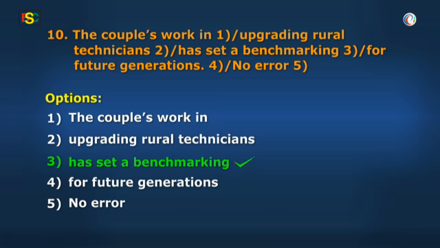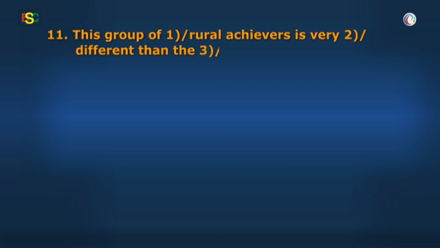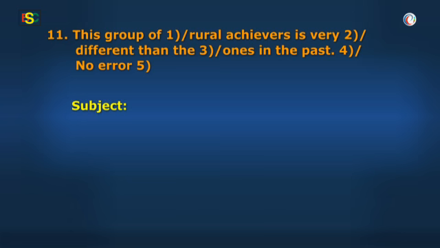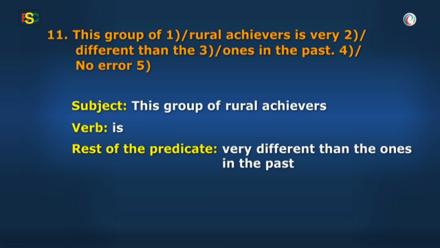Yes, ma'am. Well, see the next question. This group of Part 1, Rural Achievers, is very Part 2, different than the Part 3, Once in the Past, Part 4, No Error, Part 5. Ma'am, here the subject is this group of rural achievers. The verb is. And the rest of the predicate is very different than the ones in the past.